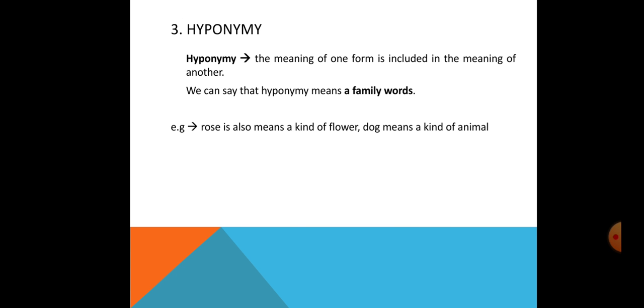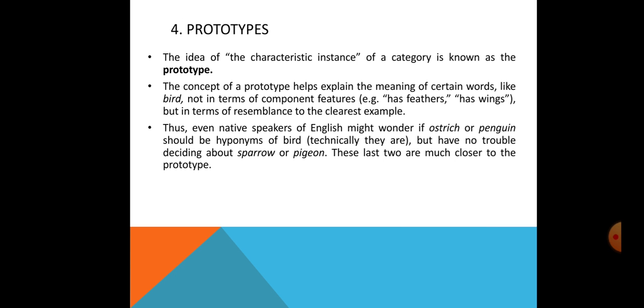For example, in flower you have rose, you have jasmine, you have another kind of flower. Meanwhile, in animal you have dog, cats, horses, cows, and etc. This is what we call hyponym.